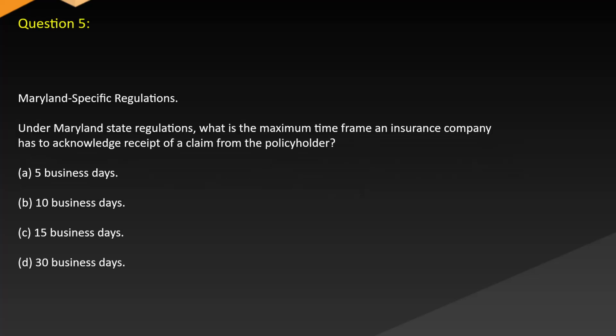Question 5. Maryland-specific regulations. Under Maryland state regulations, what is the maximum time frame an insurance company has to acknowledge receipt of a claim from the policyholder? A. 5 business days. B. 10 business days. C. 15 business days. D. 30 business days.